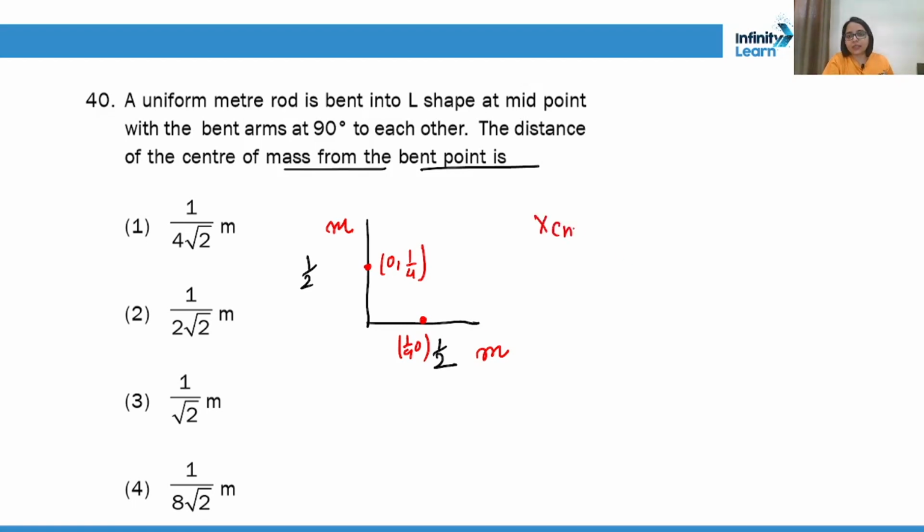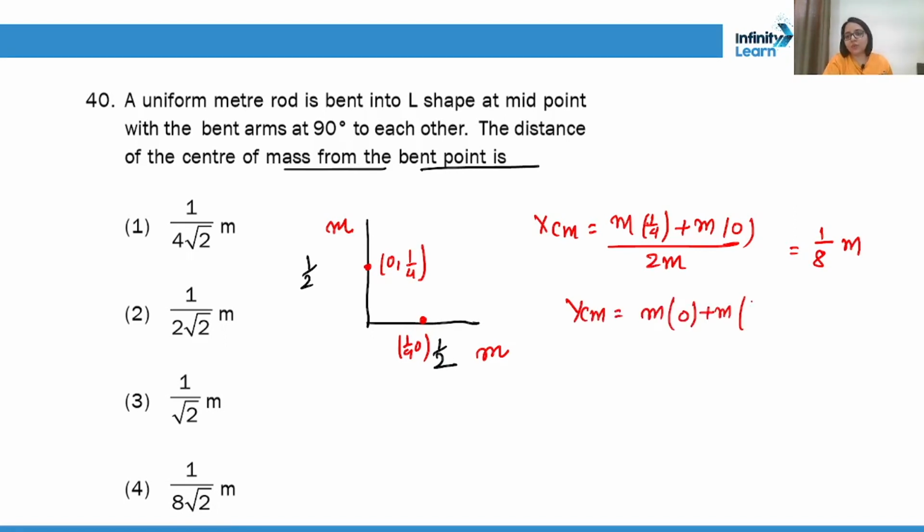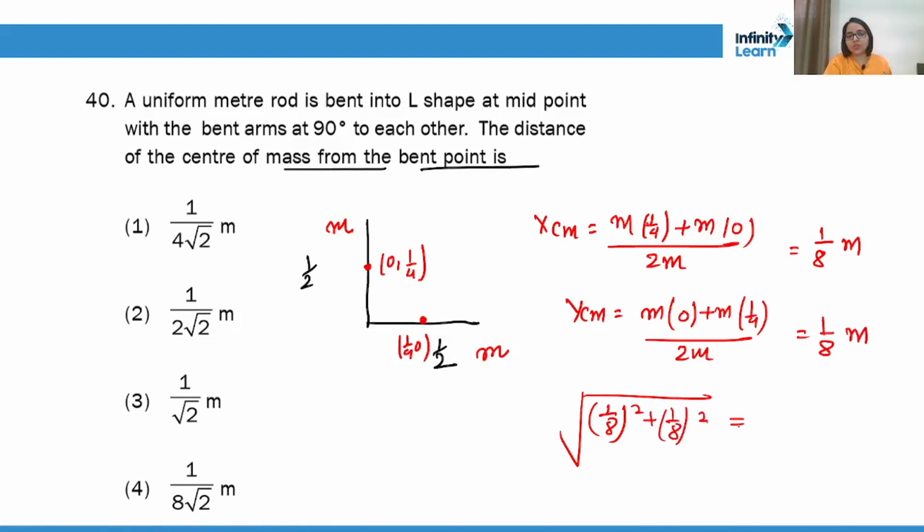So let's find xcm. It is (m1 x1, which is m into 1/4, plus m2 x2) divided by (m1 plus m2), which is 1/8 meter. Similarly, ycm will be (m1 y1 plus m2 y2) divided by (m1 plus m2), so it is again 1/8 meter. So the total distance from the origin will be the square root of (1/8) square plus (1/8) square, which is the square root of 1/64 plus 1/64, that is the square root of 2/64, which equals 1 upon 4 root 2 meter.